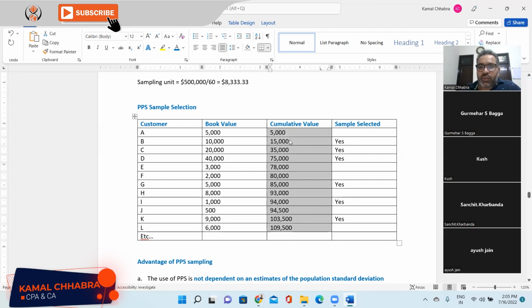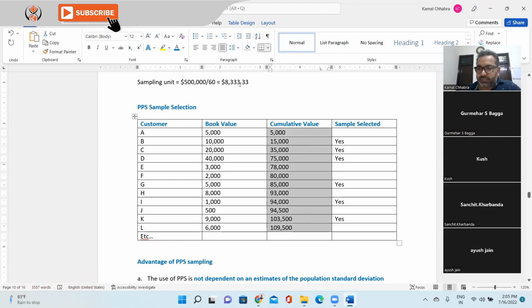Then to 15,000, you will be adding 8,333. That is 23,333. 23,333 is coming in C, right? So hence you are selecting C also as a sample. Then to 35,000, you will be adding 8,333. That means 35,000 plus 8,333, how much is it? 43,333. 43,333 comes under 75,000, right? Hence you are selecting D also as a sample.